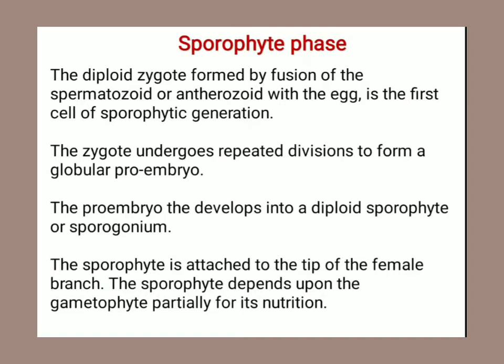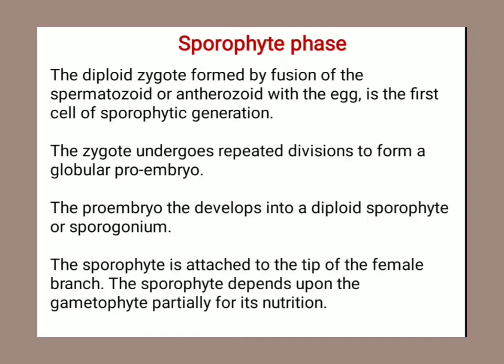The diploid zygote formed by fusion of spermatozoids or anthrozoid with the egg is the first cell of the sporophytic generation. The zygote undergoes repeated division to form a globular proembryo. The proembryo develops into the diploid sporophytic phase, sporophyte and sporogonium. The sporophyte is attached to the tip of the female branch, and the sporophyte depends upon the gametophyte particularly for nutrition.